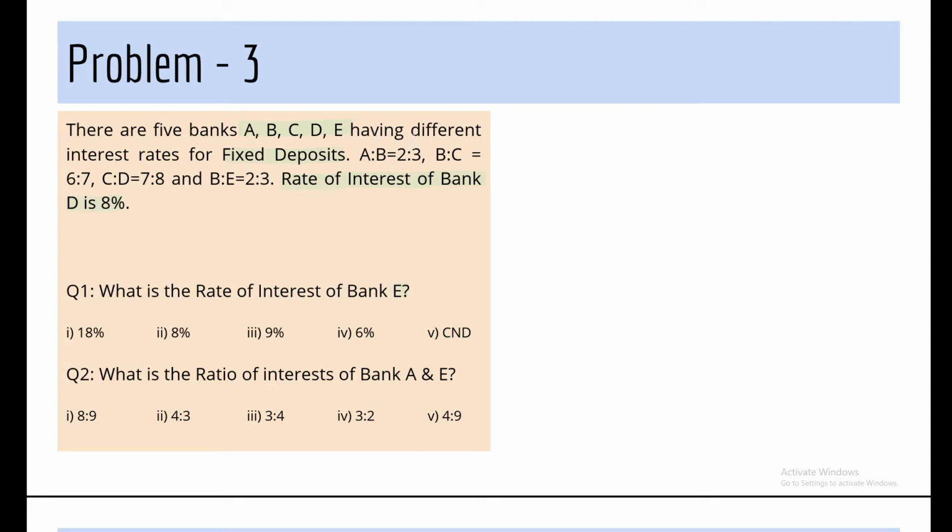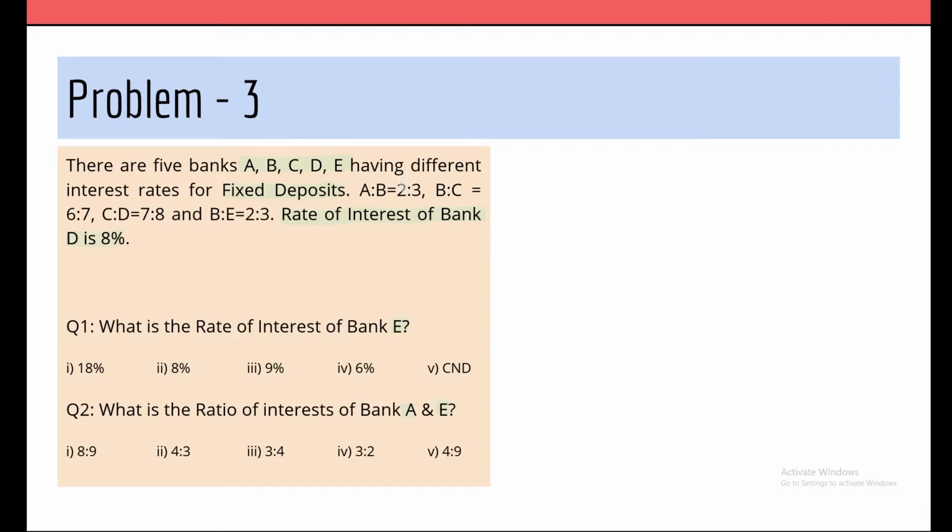So we have a few ratios between A and B, B and C, C and D, and B and E. We have to find out the rate of interest for bank E, and we are given the rate of interest of bank D. The second question is, what is the ratio of interest of banks A and E? You are given 5 options, and you have to choose from them. You can try it yourself and let me know the answers in the comment section. Meanwhile, let's look at the important points for this question related to banking.